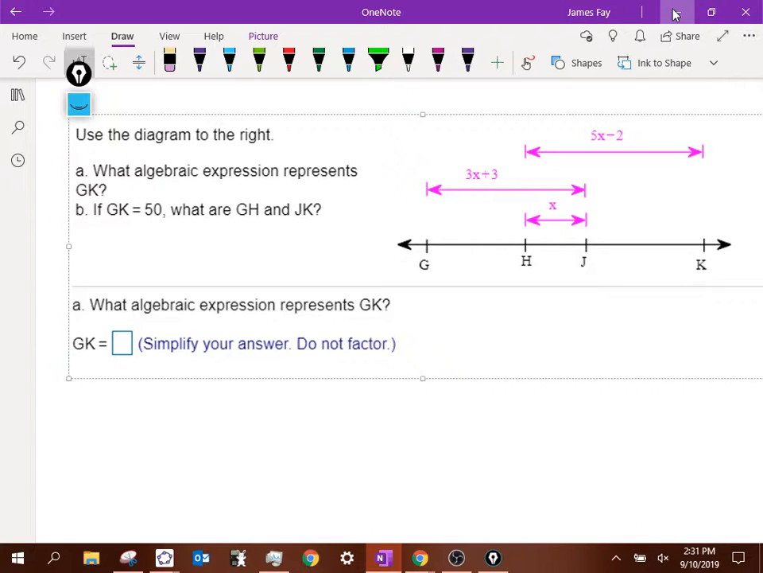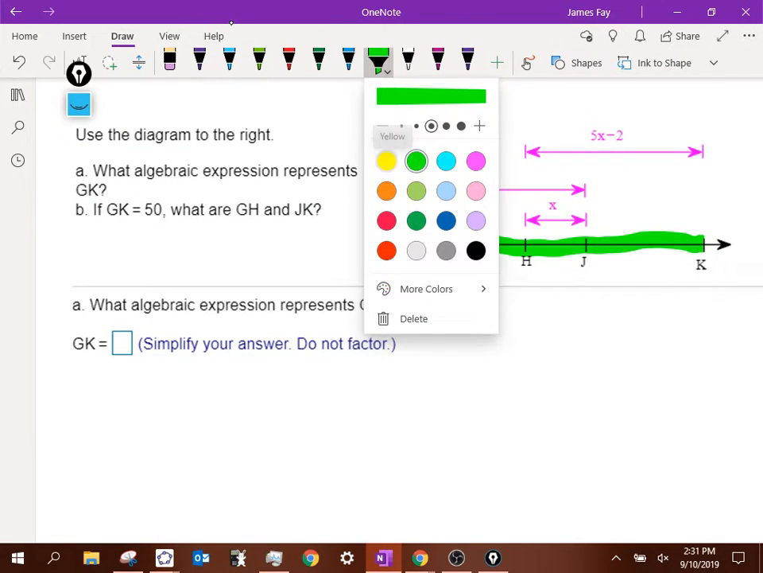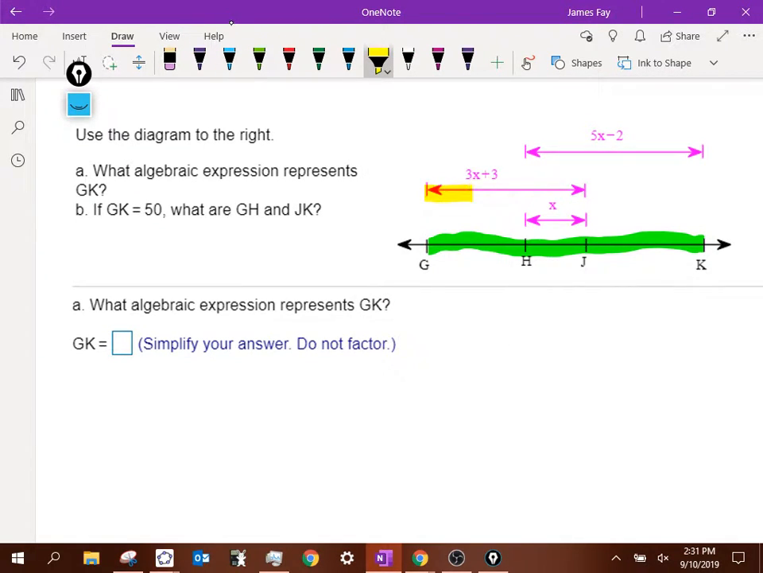So the thing here is, it says, use the diagram to the right and write an algebraic expression for G to K. So I need to write an algebraic expression for G to K. So we need to add some things together to end up finding that distance right there, correct? Would you guys agree that I'm at least going to use that there?